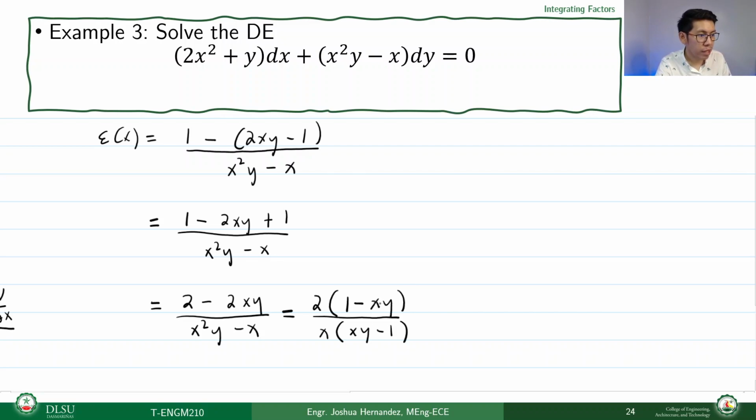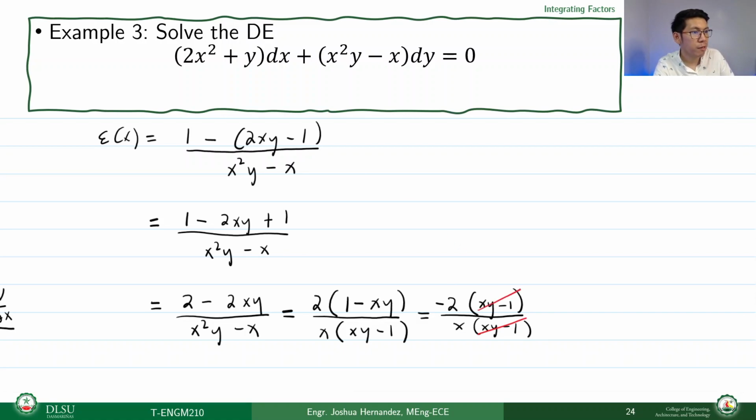What if I factor out negative 1 sa numerator? What will happen kaya? So if I factor out negative 1, I will get negative 2, and then xy minus 1, which is surprisingly similar also to the denominator, making it cancelled. Yan. And so we're left with epsilon of x being equal to negative 2 over x.